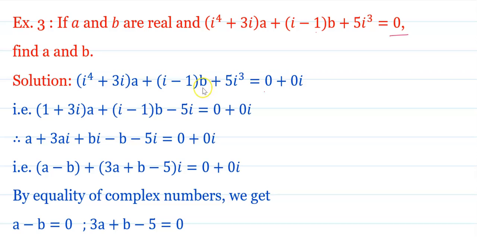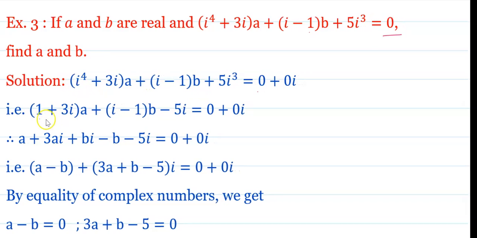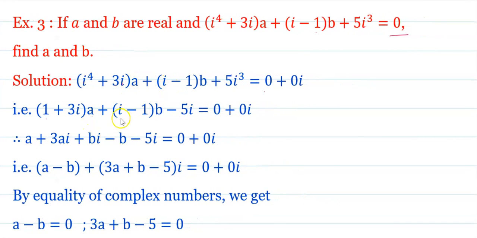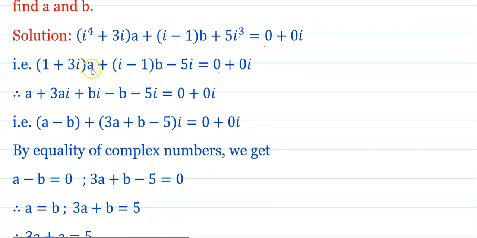Now simplify. What about i raised to 4? It is 1. Next, (3i) into a, (i minus 1) into b, and i raised to 3 means what? Minus i. Therefore 5 minus 5i equals 0 plus 0i. Next simplification: a into 1, this is a; a into 3i, 3ai; b into i, you are getting bi; b into minus 1, minus b; and here is a minus 5i.